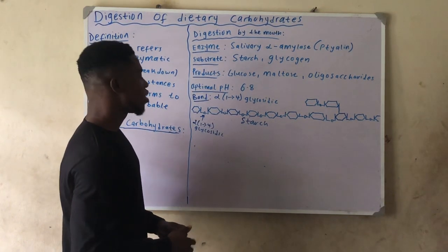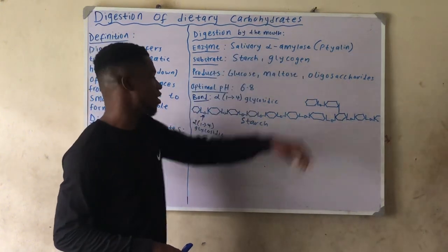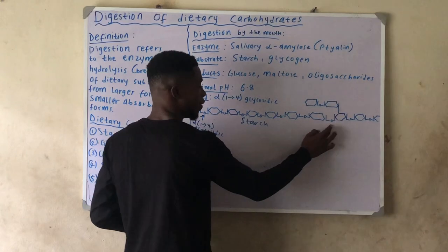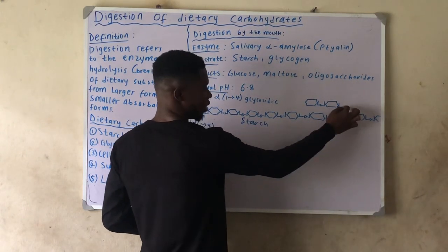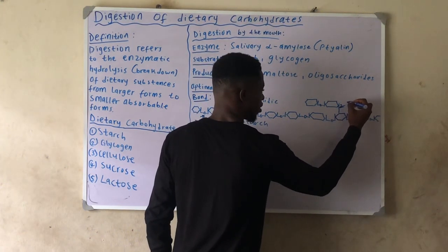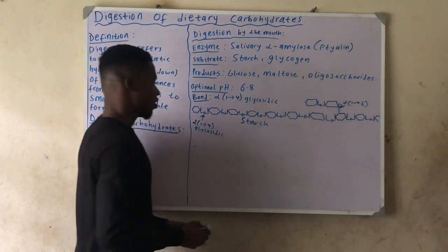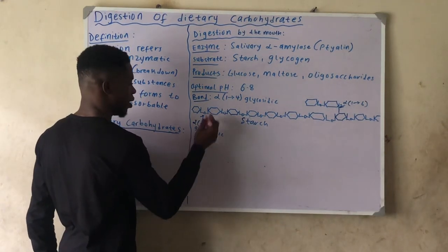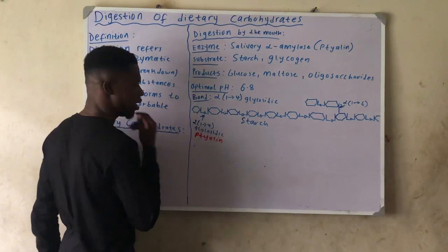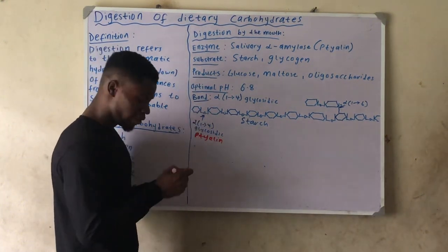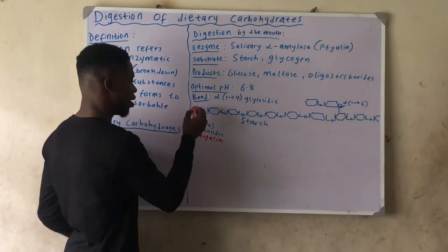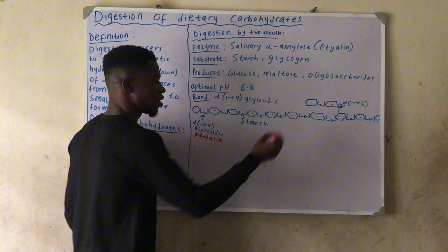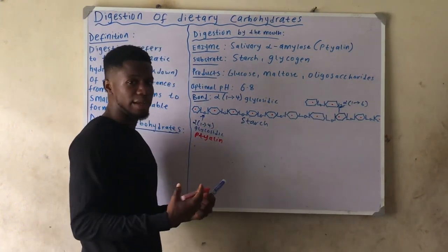So this enzyme, salivary alpha amylase, acts on this particular bond. This bond here is alpha 1,4. This one is a different bond, it's called alpha 1,6. We'll talk about it soon. So pay attention now. If this enzyme, salivary alpha amylase, is able to break this bond, each of these sugar units represents glucose. So starch is just plenty of glucose linked together. That's why it's a polysaccharide.